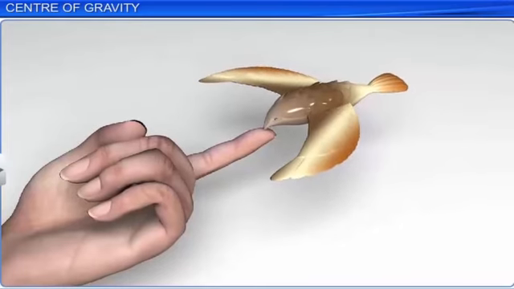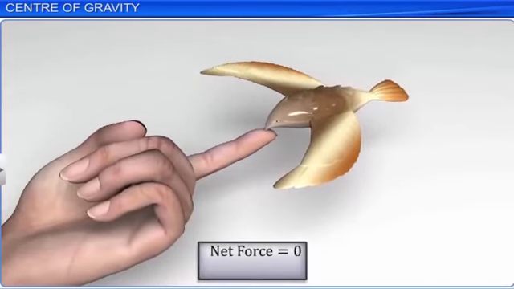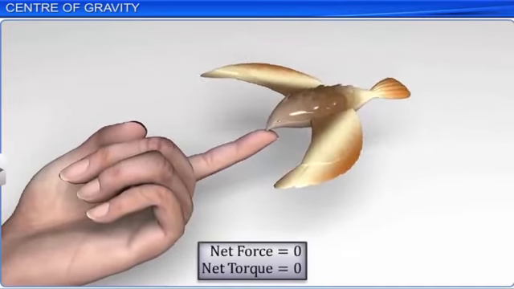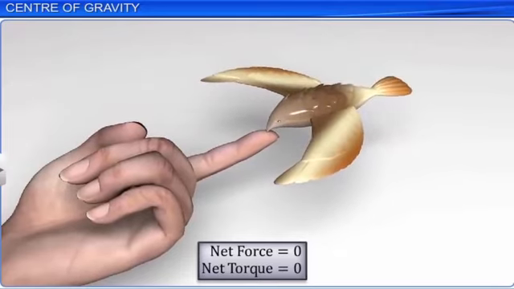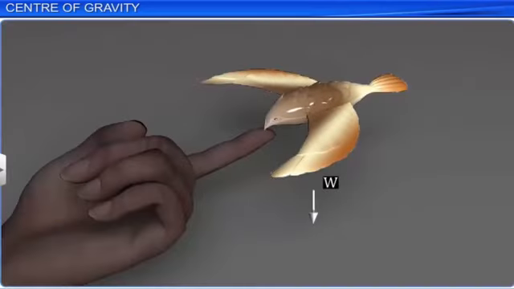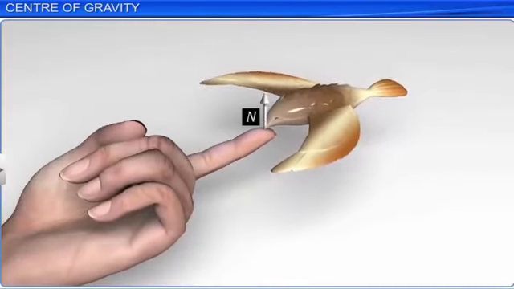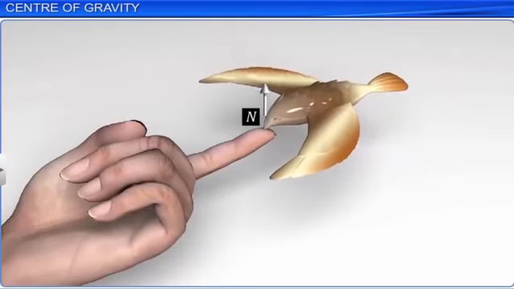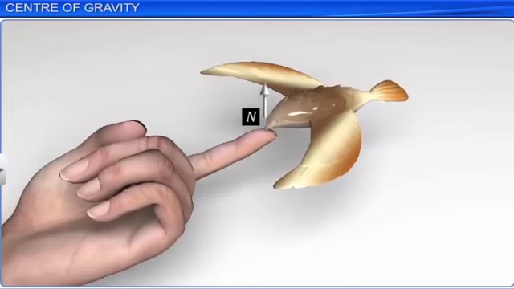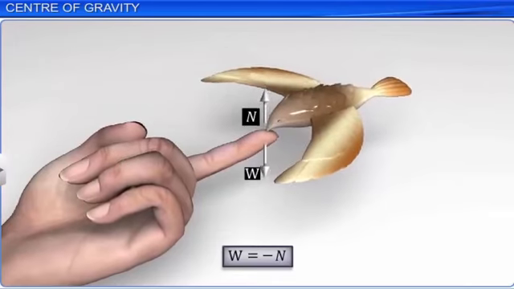The balancing bird shown here is in static equilibrium. That means net force and net torque acting on it must be 0. We know that there are two forces acting on the bird. One is the gravitational attractive force, that is, the weight of the body in the downward direction, and the balancing force N in the upward direction. Since the bird is in static equilibrium, these two forces must be equal in magnitude, opposite in direction, and must act along the same line.